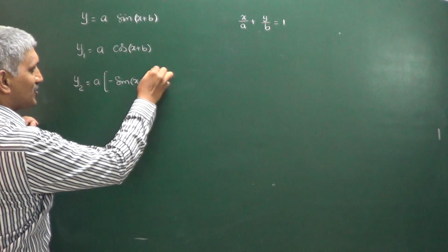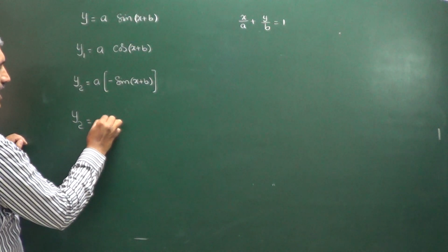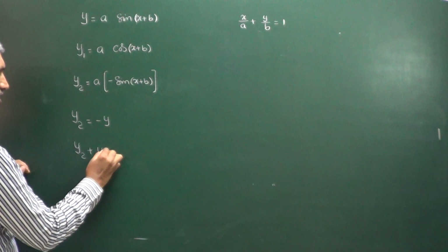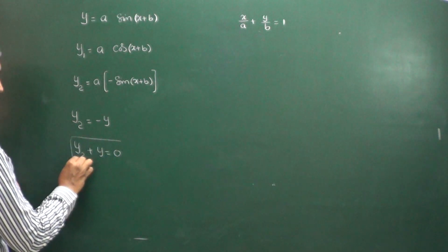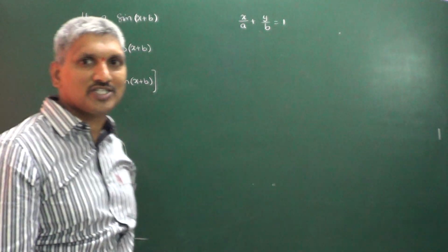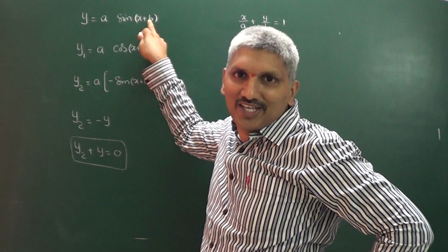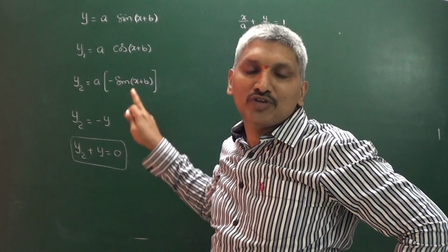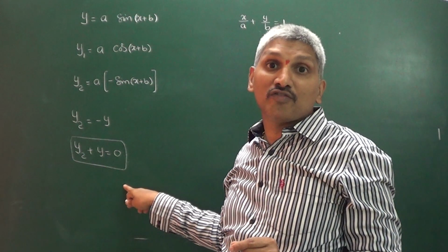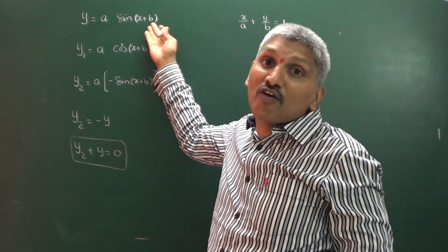Now what can we write this as? We can write y2 is equal to minus y. So y2 plus y is equal to 0. For this family of curves, this is the differential equation. Observe how many arbitrary constants are there; that many times we have to differentiate, and in the final answer there is no involvement of arbitrary constants. This is the differential equation for this family of curves.